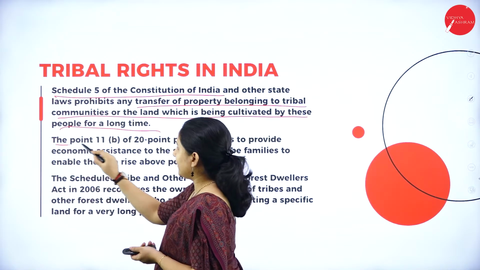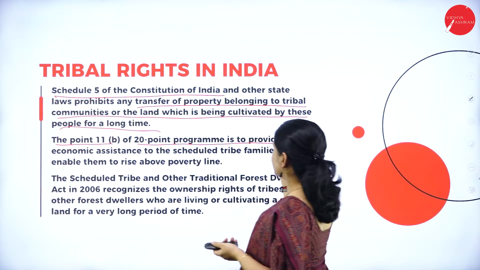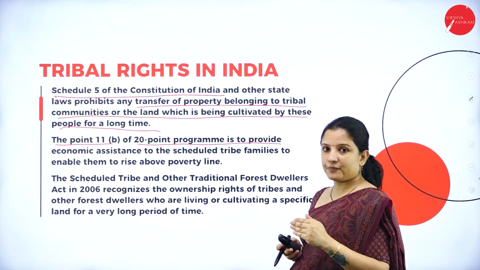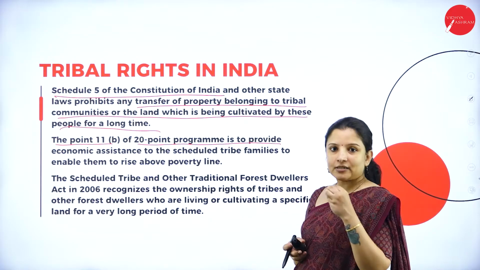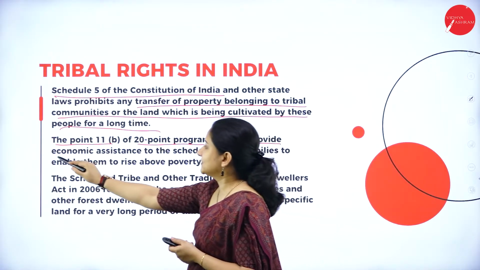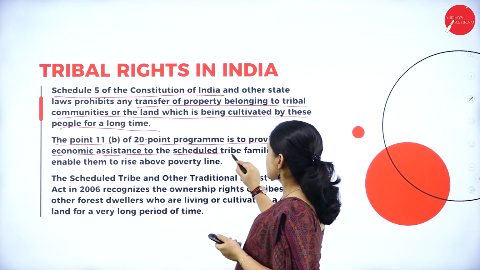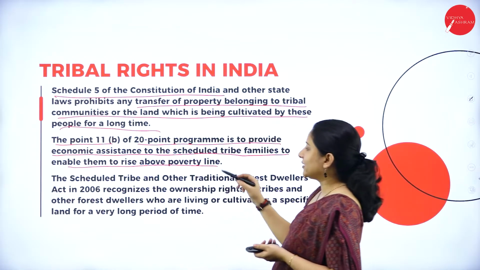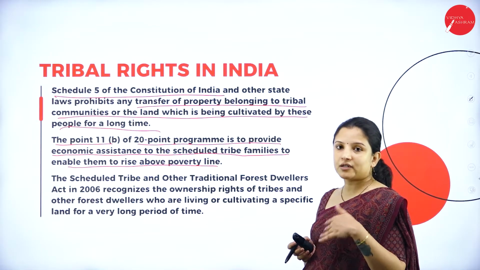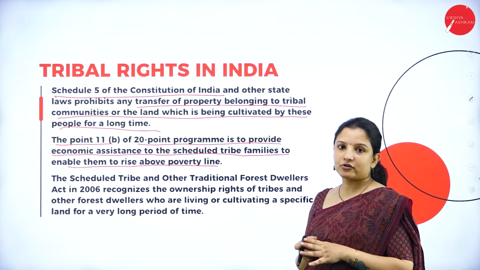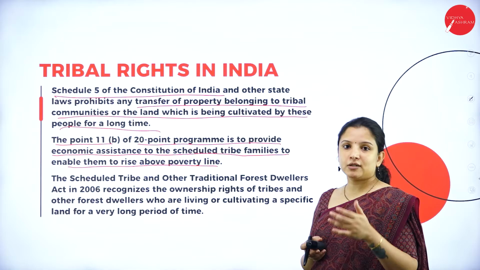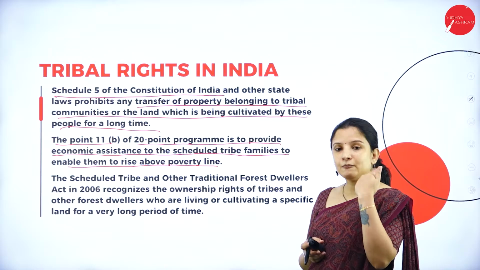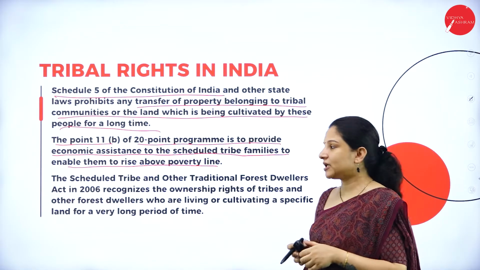And point 11 of the 20-point program. So there was a 20-point program that was created in order to protect the rights of the tribal people. In that, point 11 provides economic assistance to the scheduled tribe families so that they can improve their economic life and rise above the poverty line. So scholarships will be provided to the children, or some subsidies will be provided to them. So in terms of money, help is given by the government so they can improve their lifestyle and come above the poverty line.